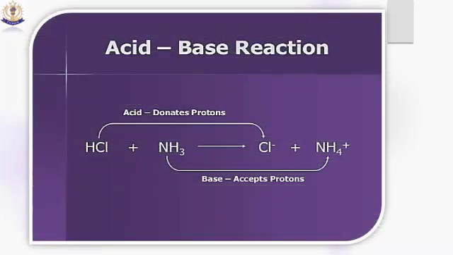To understand this more, let's see this acid-base reaction. In this reaction, two chemical species, that is hydrochloric acid and ammonia, are reacting together. Hydrochloric acid has donated its proton and is converted into chloride ion, while ammonia has accepted that proton and is converted into NH4 plus ion. As the hydrochloric acid has donated a proton, it is an acid, while ammonia has accepted a proton, so it is a base.